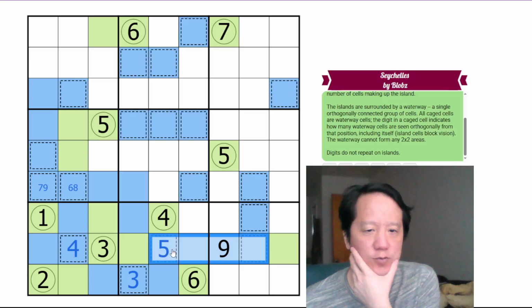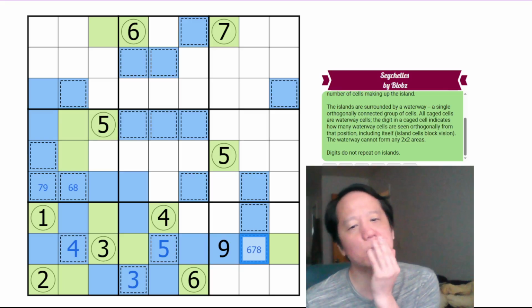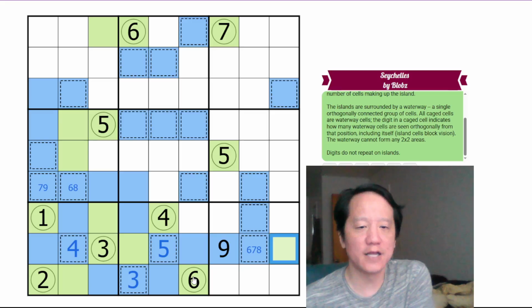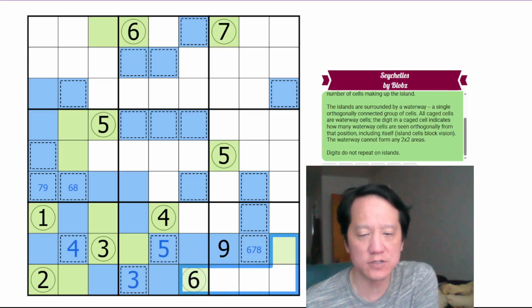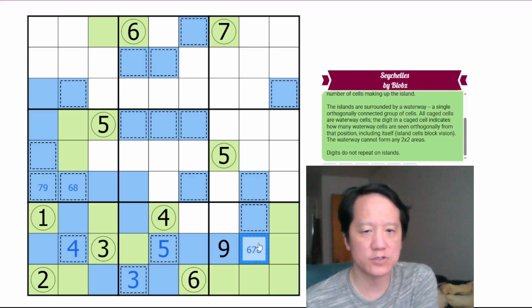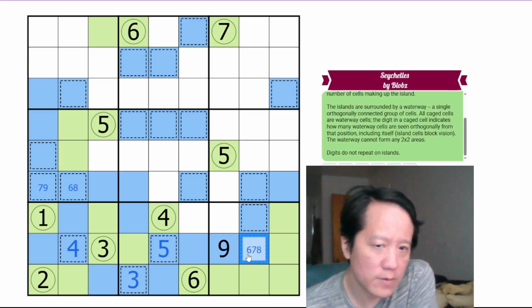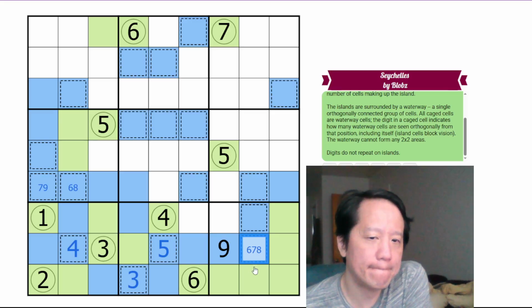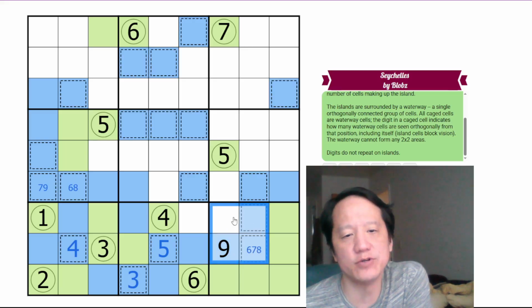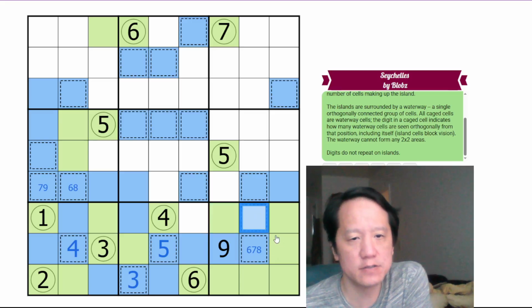This sees at least 6 cells. Sorry, so it's 6, 7, or 8. This is land. This has to connect orthogonally to some land 6 times, so it has to be 6 cells there. So this is blocked here. This is done as an island because you have 6 cells. We have a 2x2 area that has 3 waterways, so this must be island.